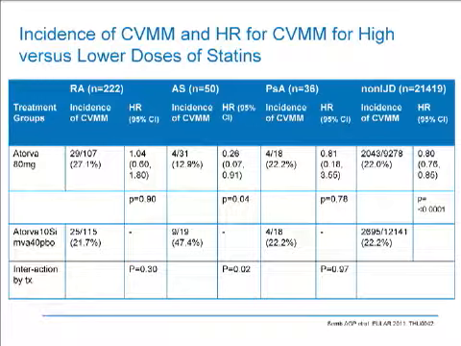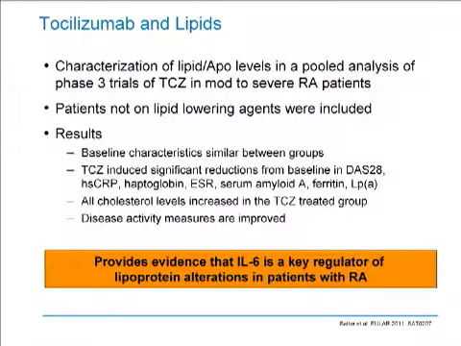And interestingly enough, if you hone your attention onto the AS group, the ankylosing spondylitis group, the intense lipid lowering with atorvastatin seemed to be most effective in this group, despite the lower atherogenic lipid profile at baseline in these patients. So now we'll turn our attention to one of the newer biologic agents, tocilizumab and lipids.